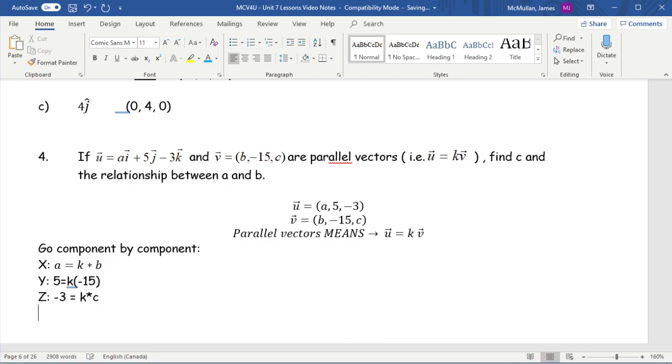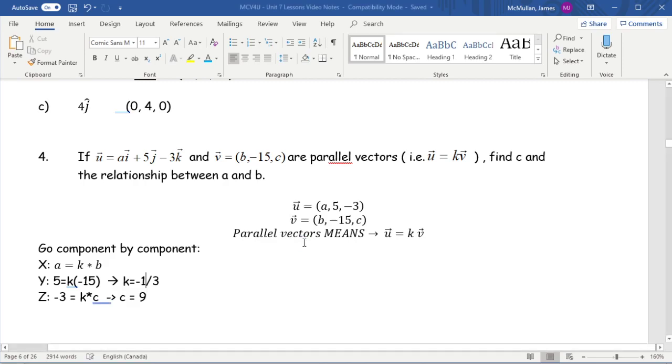Now obviously you want to start with the y coordinate because from here you can solve that k equals negative 1/3. Because if I take negative 1/3 and multiply by negative 15, I get 5. So that tells me that if these two vectors are parallel, then this equation must be true. And if k is negative 1/3, the equation is true. So I go back here and I say c must be equal to 9, because 9 times negative 1/3 is equal to negative 3, right? You just isolate for c.